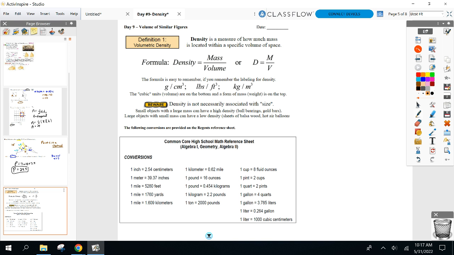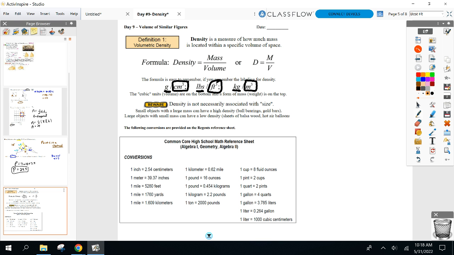Some things that you'll see that are mass: grams. Anybody know lbs here? Pounds, kg, kilograms. That's how you know you're talking about mass. How do I know this is volume? Centimeters cubed, feet cubed, meters cubed. How do I know those are all volume? They're all cubed. All right, so does everybody see mass over volume?